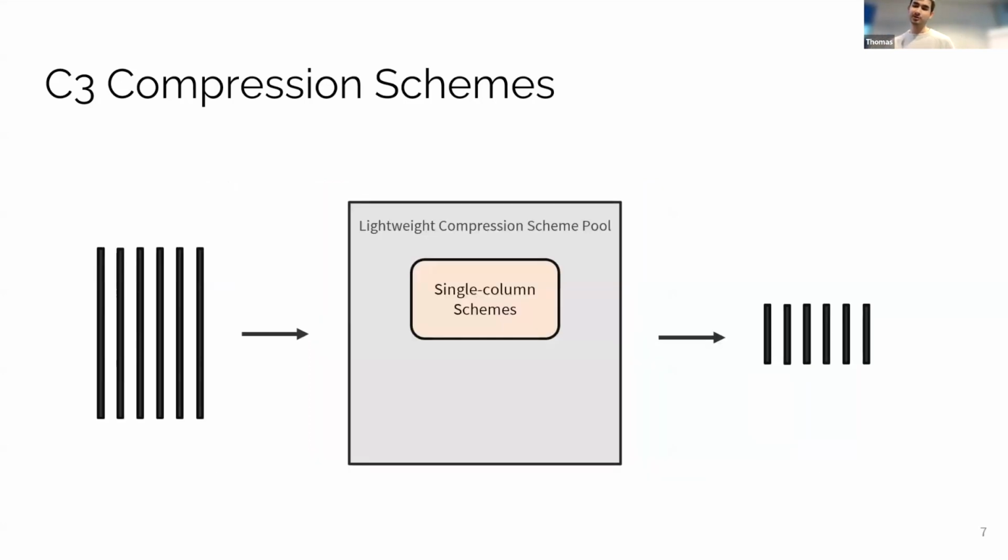Traditionally, the compression frameworks using lightweight compression schemes have a set of different single column lightweight compression schemes. And our C3 schemes don't replace them, but we add them to the scheme pool. So both can be used in conjunction. So we are adding the ability to exploit correlations if they are present in the data.